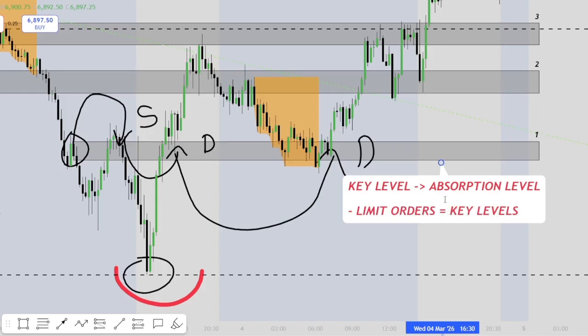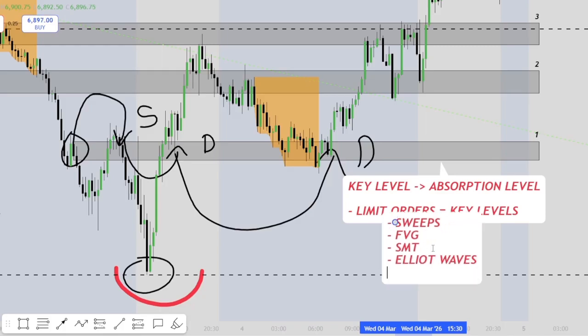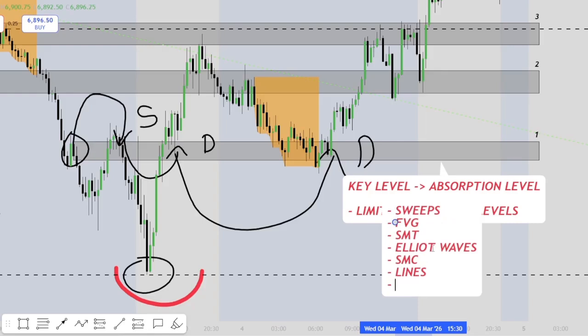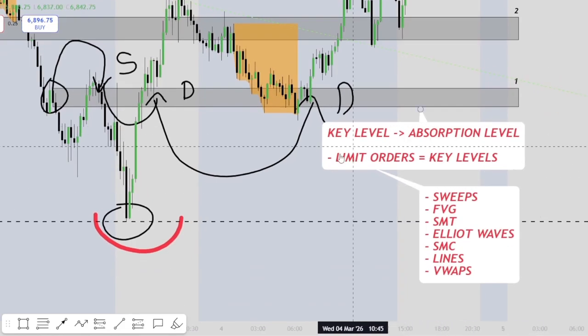Levels themselves are not created from any of the following: sweeps, fair value gaps, SMT, Elliott waves, SMC, random lines. I'm talking about support and resistance, VWAPs. None of these things create key levels. The only thing that creates key levels are limit orders.